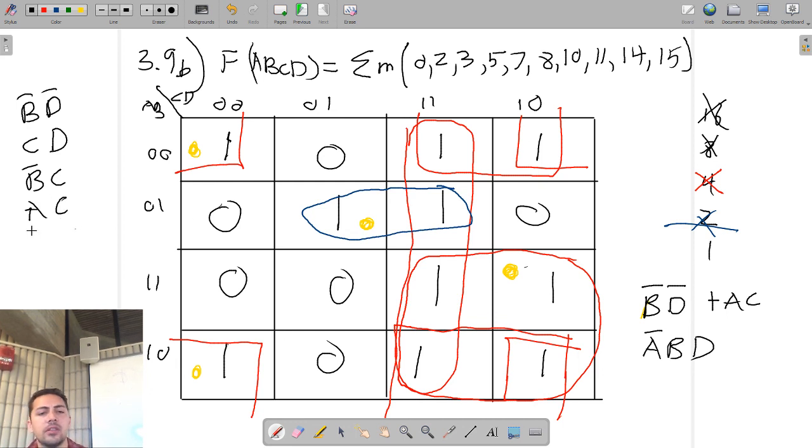And we have the group in the middle, that's A bar, B, D. So I have 1, 2, 3, 4, 5 circles, 5 prime implicants. Only BD, AC, and A bar, BD are essential. So it says find all prime implicants. There they are on the left. Only the ones on the right, the ones I've started with a yellow dot, are essential.